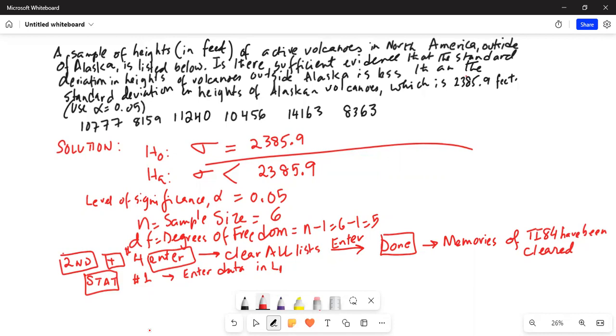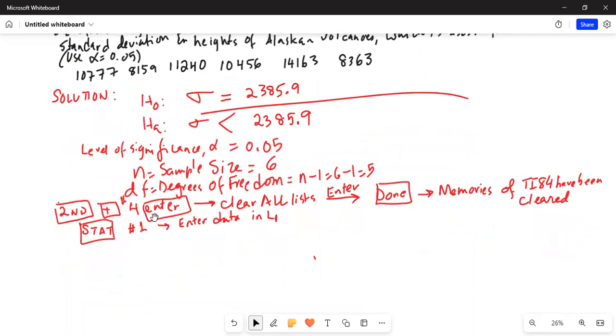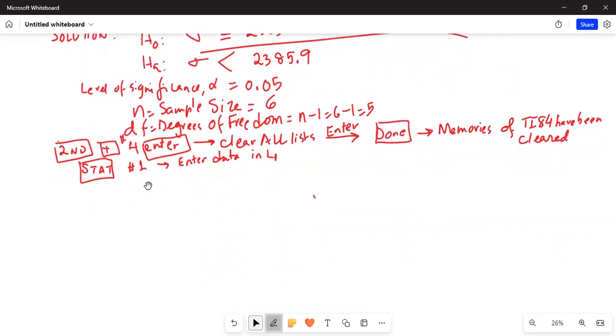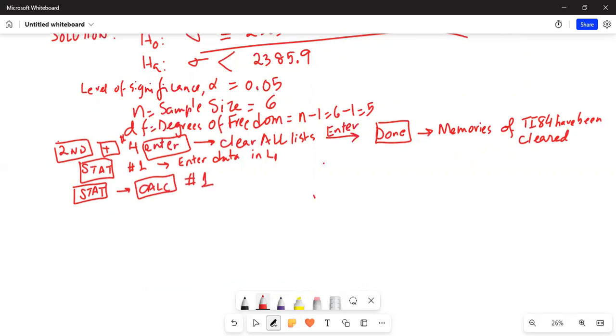So the next step, let me move this a little bit, create some space. Next step, again, press the stat button. Then highlight calc in the top row, that is move the cursor on top of calc. Then select number 1. So you have one var stat on your calculator screen, one variable stats.